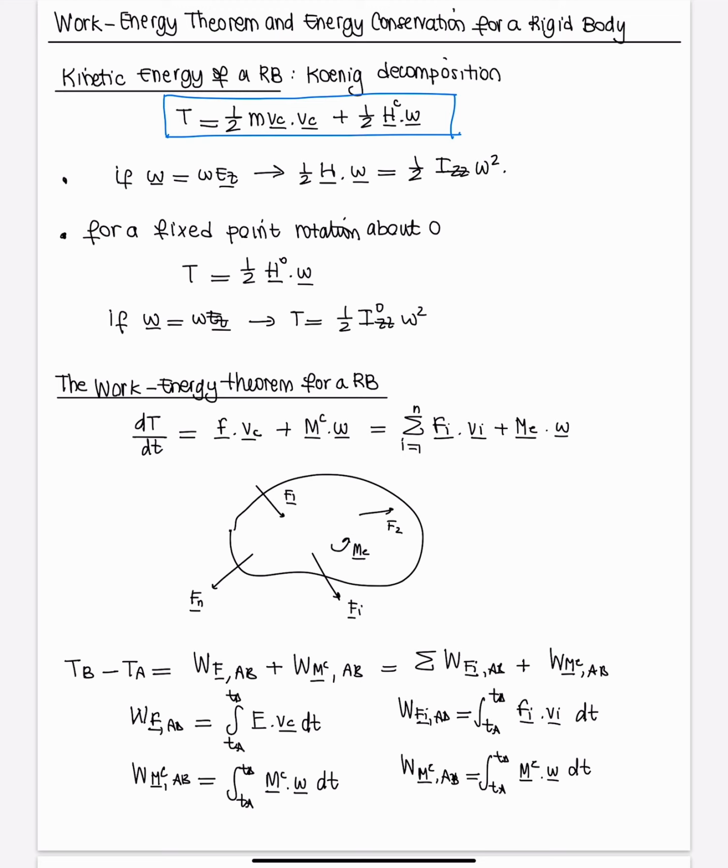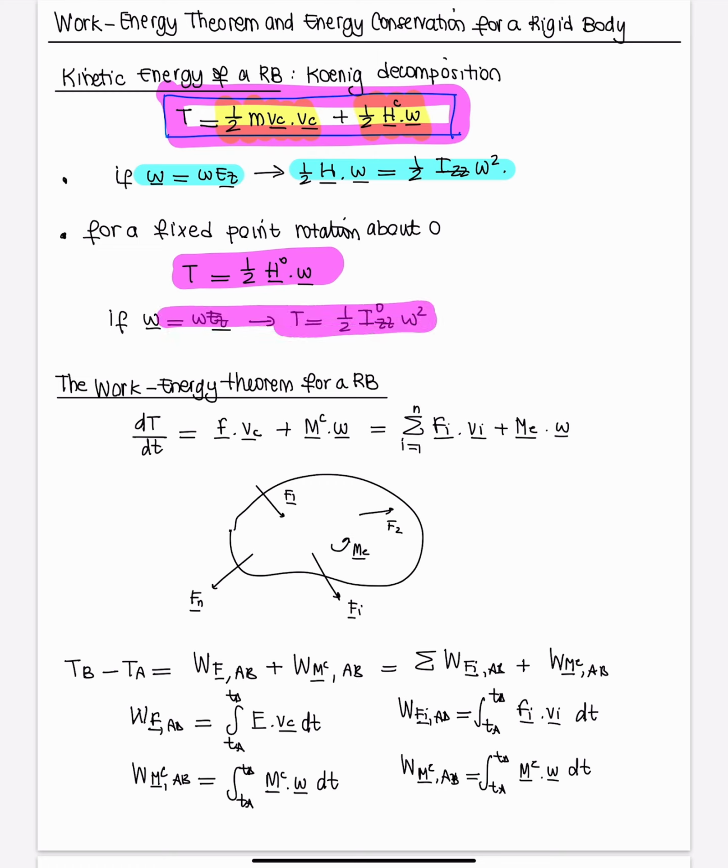You can see that the kinetic energy of a rigid body is due to translational motion, this term, and rotational motion, this term. Now in the special case where omega is just along EZ, then the rotational term simplifies to this. Now, in the case where the body is rotating about a fixed point, this expression for the kinetic energy simplifies to that one. Where again, if the rotation is just along EZ, the kinetic energy's expression simplifies. And then we can write the work energy theorem as such.